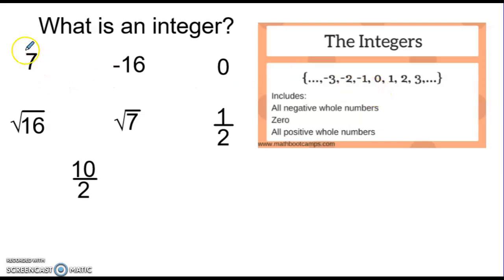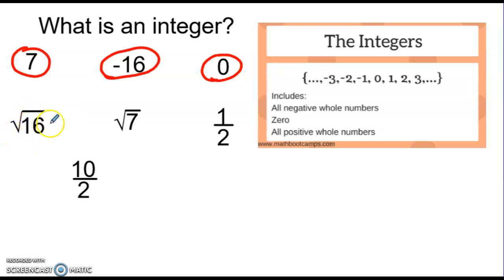But let's go over here and check each of these. So the first one is 7. We're going to circle all the ones that are integers and we're going to mark out the ones that aren't. Well, 7 is a positive whole number, so that will work. So we're going to say, yes, that is an integer. Negative 16. Well, 16 is a whole number, and a whole number just means it's not a fraction or decimal. It's just a nice whole number. And since integers include all the negative whole numbers, negative 16 would work. 0. Integers do include 0, so 0 would work.